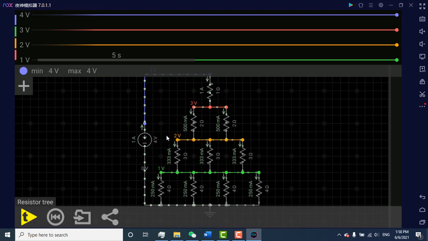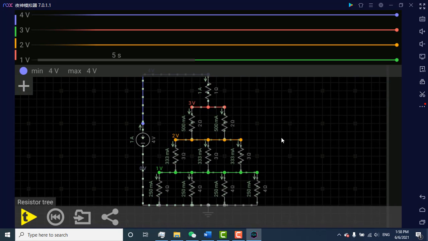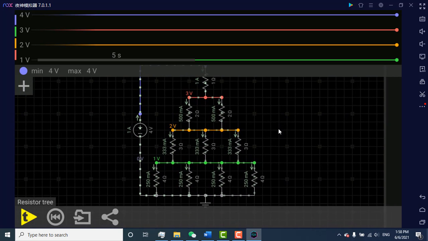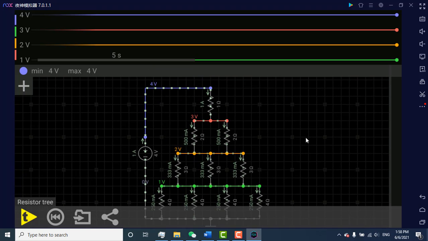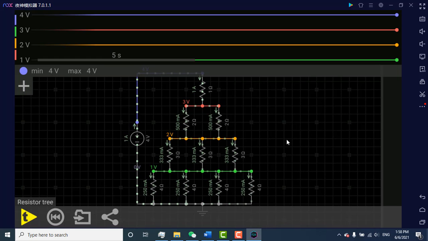In this circuit, if you see, here is 4 volts. The voltage source across this circuit is 4 volt. So we know that the total voltage across the whole circuit from this terminal to ground is 4 volt. But we don't know how much voltage is across this resistor and how much voltage is across this resistor. So to find the voltage and current across each component, Ohm's law is not enough for this circuit.